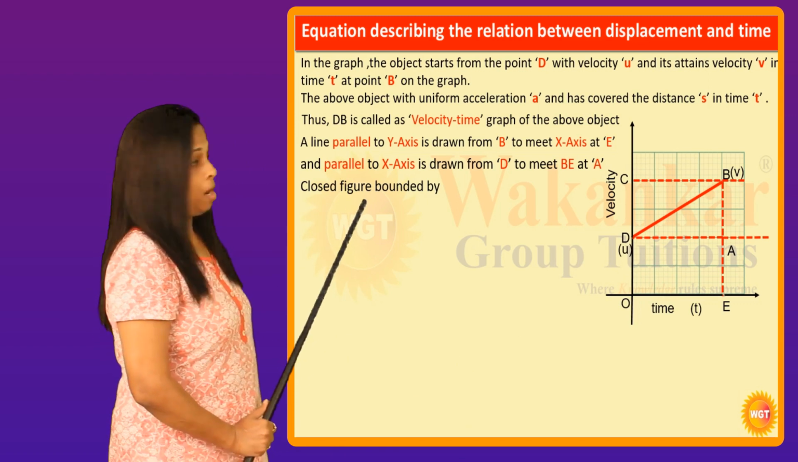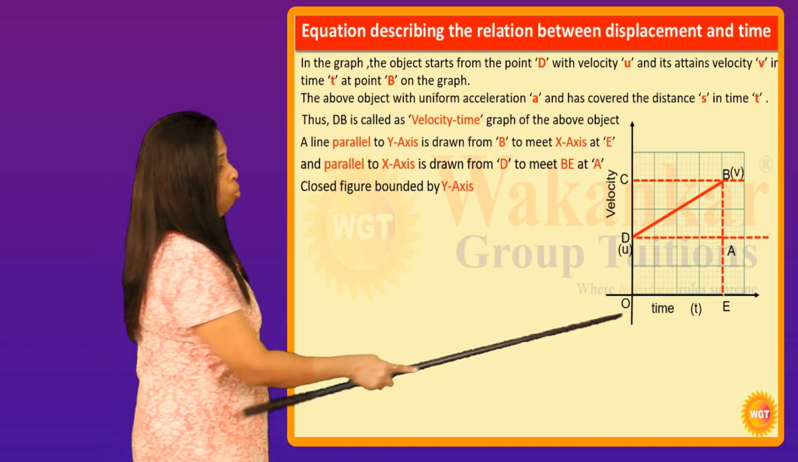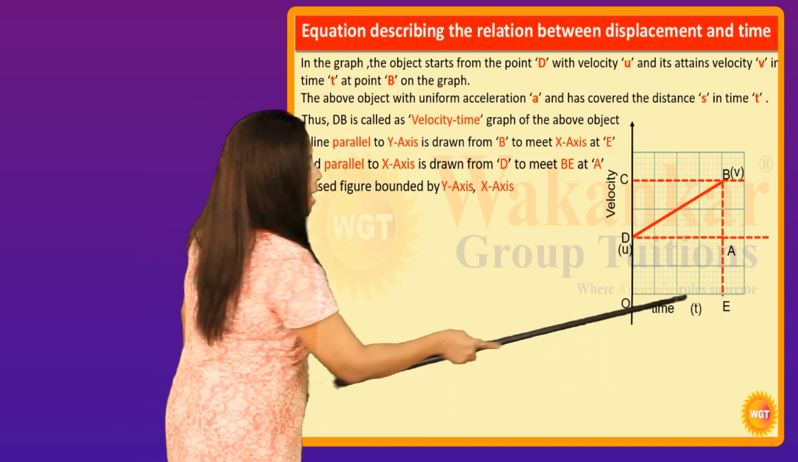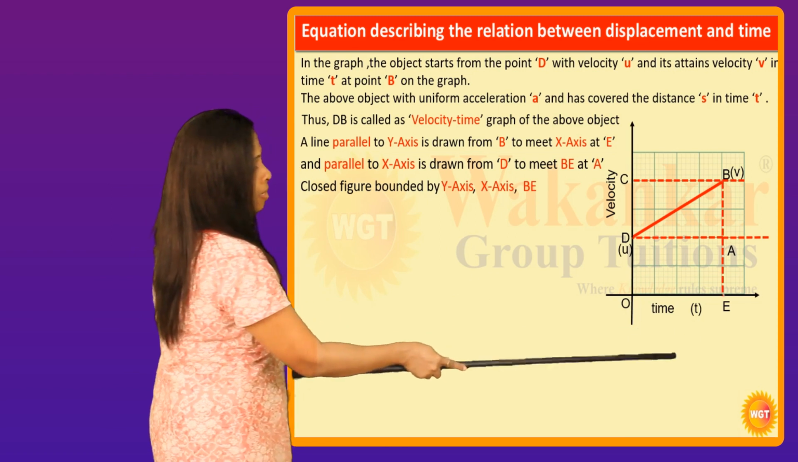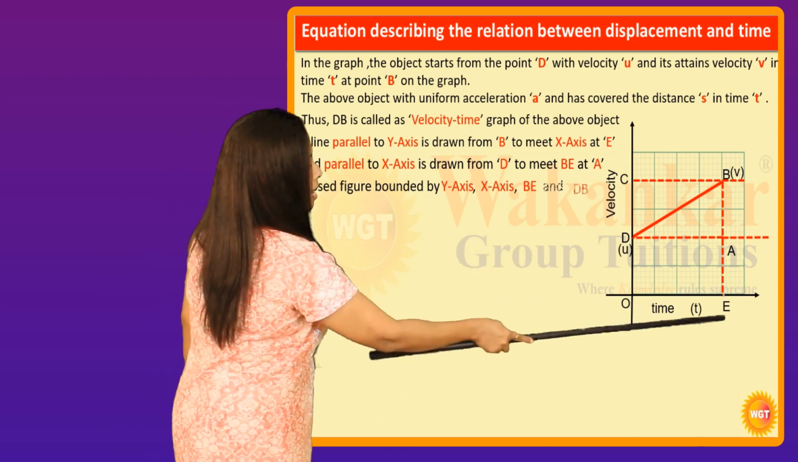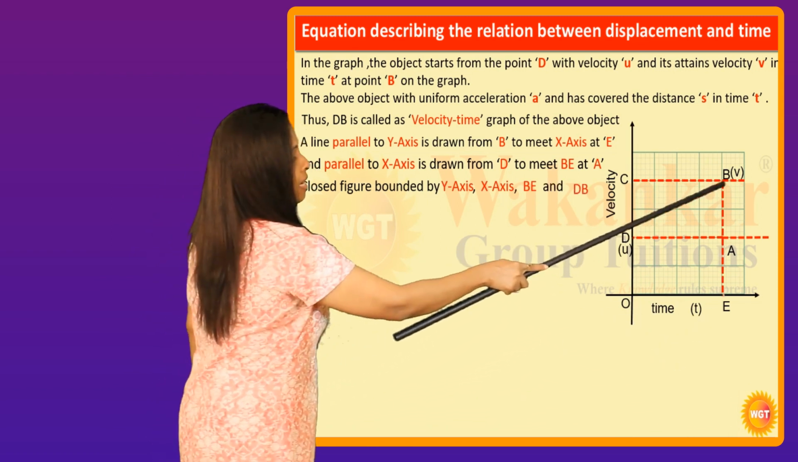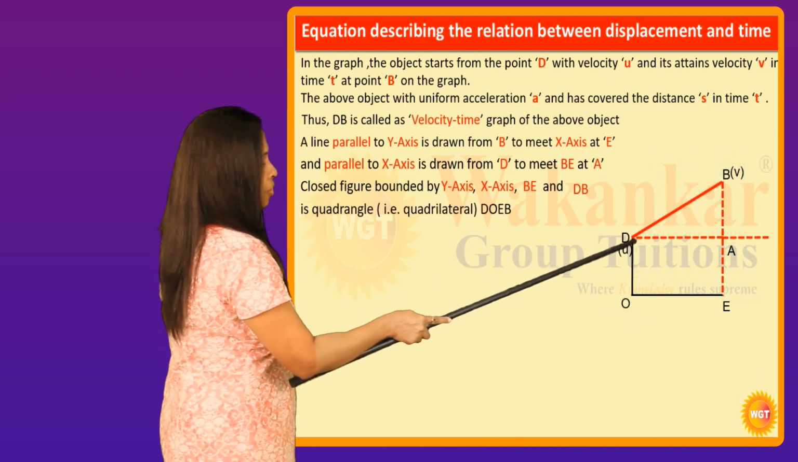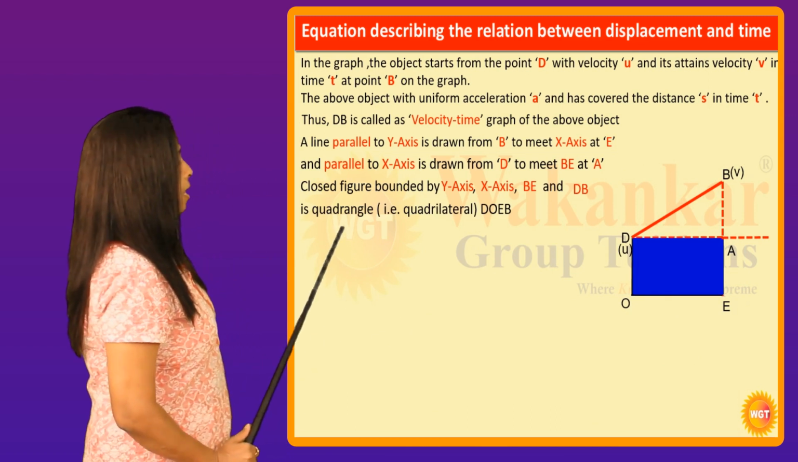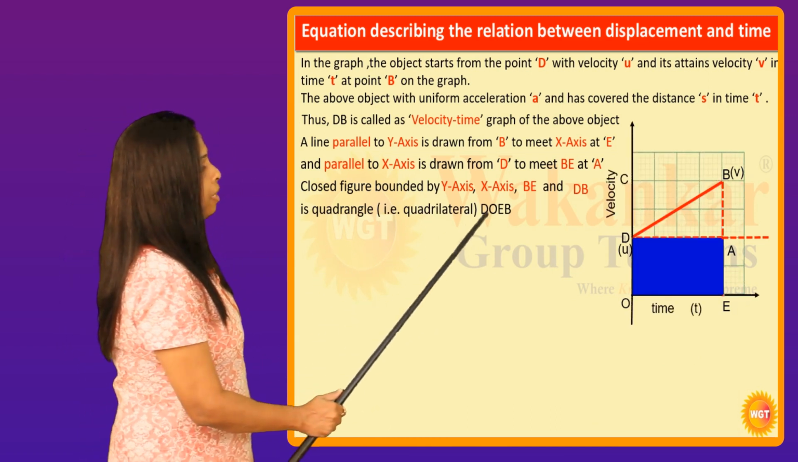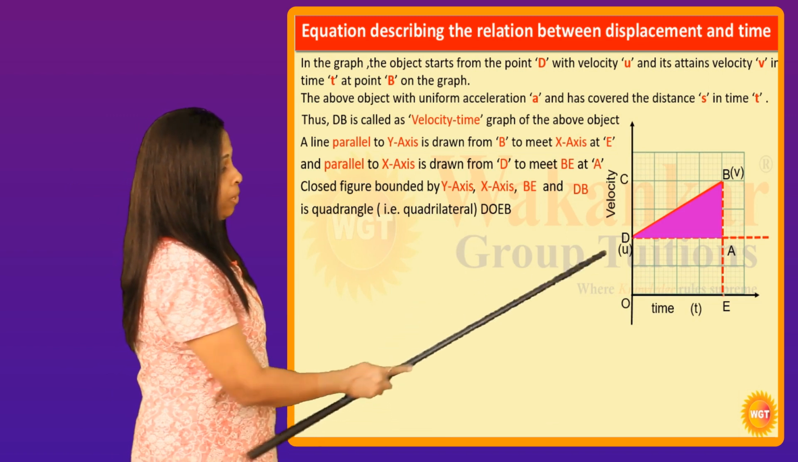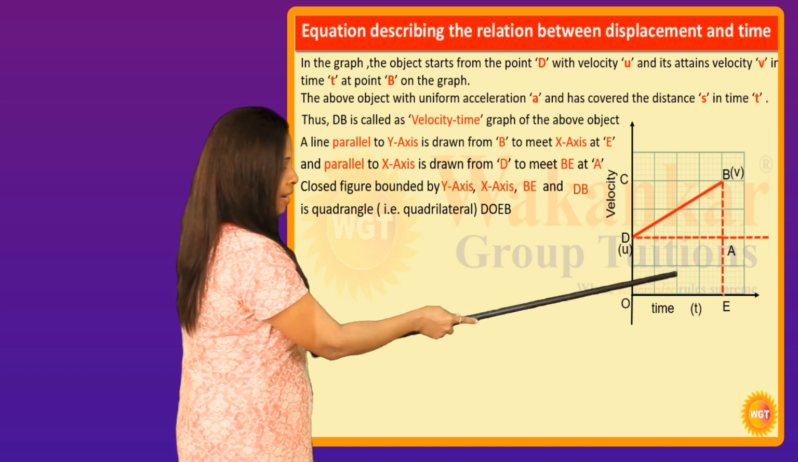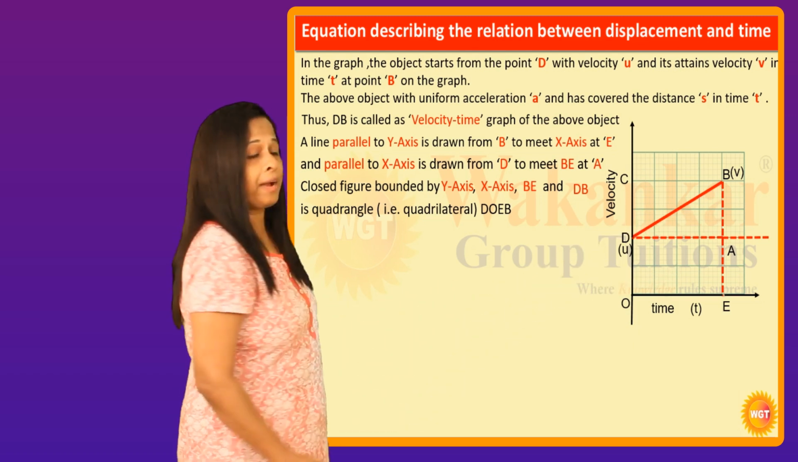A closed figure bounded by the y-axis, the x-axis, BE and DB. So we get this closed figure. Children, this closed figure is nothing but the quadrilateral DOEB. You can see it blinking, which is divided into two figures. One is a rectangle, another is a triangle.